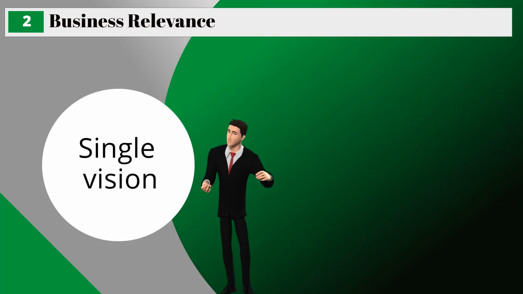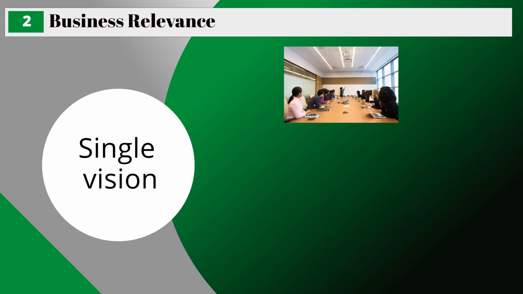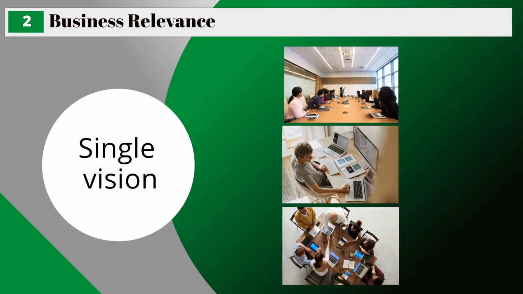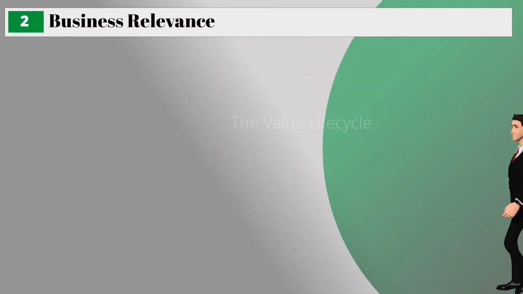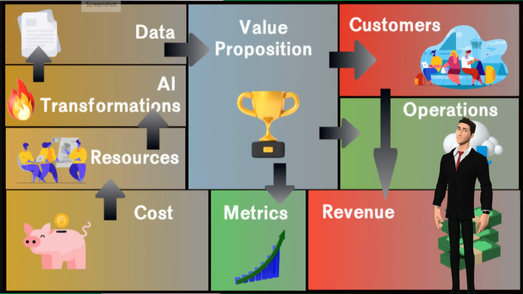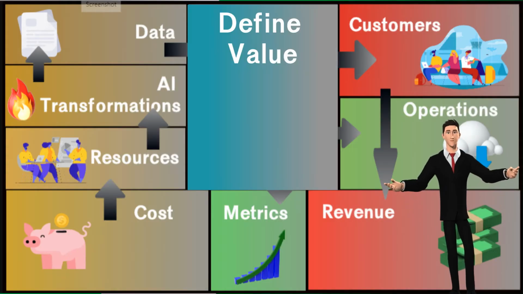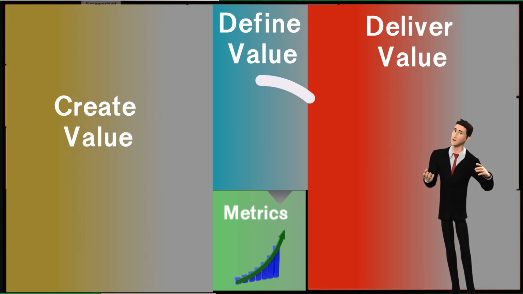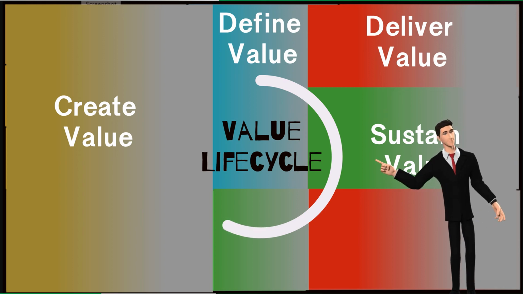How can you communicate the same idea to different stakeholders to give them a single sense of the vision? The AI Business Canvas is a key starting point to creating your business case. The 9 blocks that make up the AI Business Canvas can be split across 4 groups along the value lifecycle: defining value, delivering value, creating value, and finally, sustaining value.